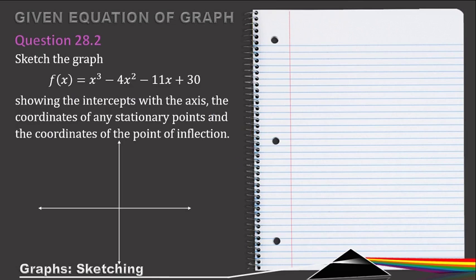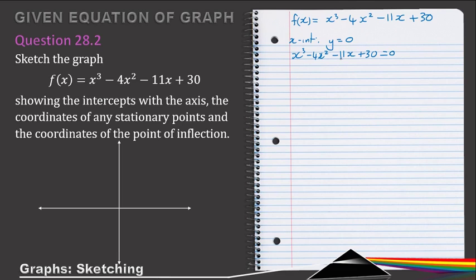Then for question 28.2, sketch the following graph. So once again, I'm just going to write down the graph. So we've got x to the power 3 minus 4x squared minus 11x plus 30. All right, so we need to find the x-intercepts, and we do that by putting y equal to 0. So x cubed minus 4x squared minus 11x plus 30 equal to 0.